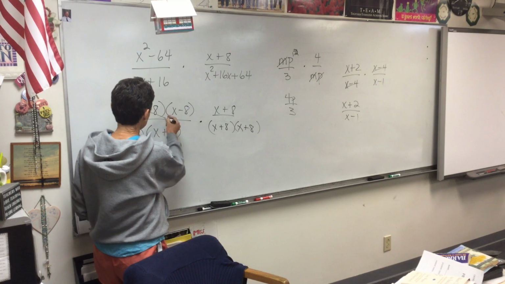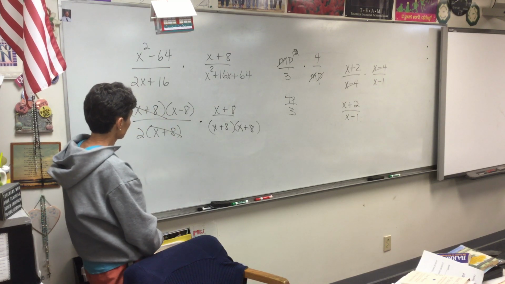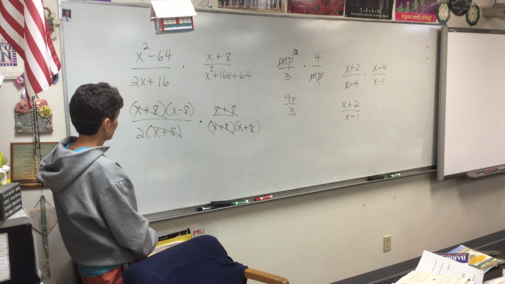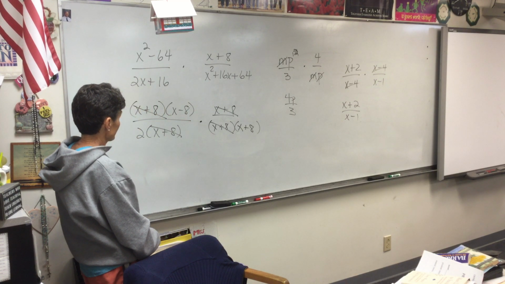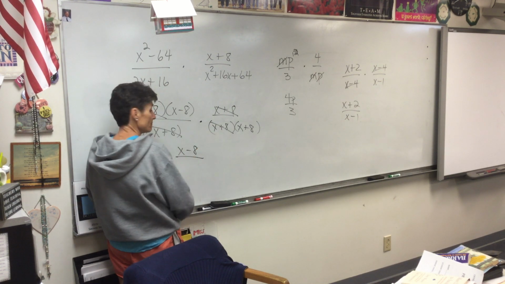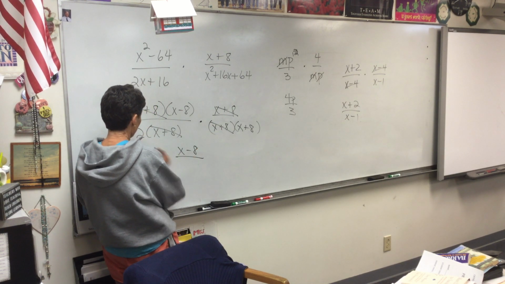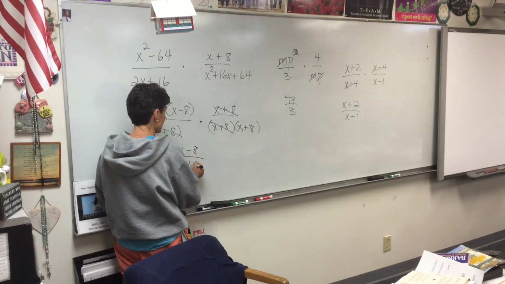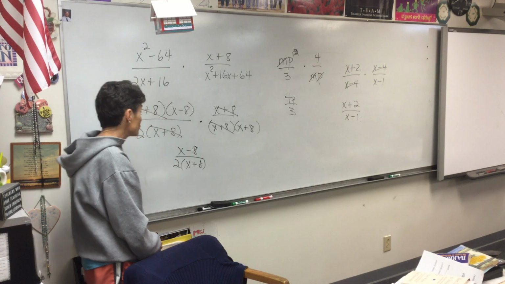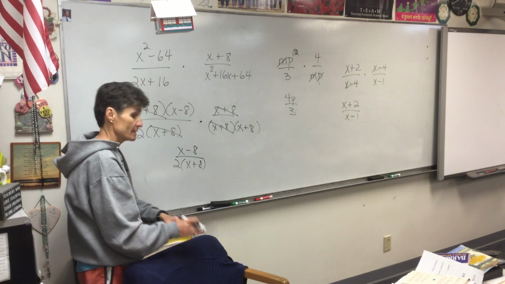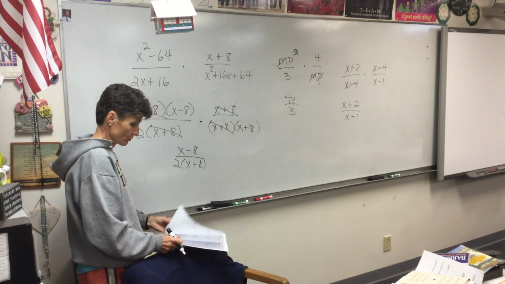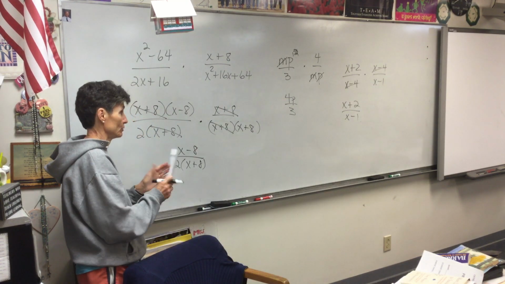All right, so this will cancel with this. This will cancel with this. So on top, all we have left is x minus 8. And on the bottom, we have a 2 and an x plus 8. You can multiply it out, but you do not have to. Doesn't matter one way or the other.